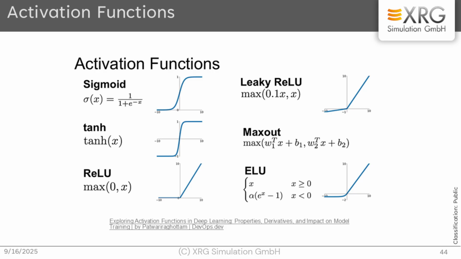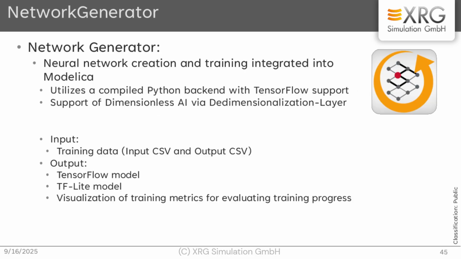So here are some of the most popular activation functions. I think everyone who already had some contact with machine learning knows most of them, but for those of you who have never worked in machine learning, I think the most popular one is probably the ReLU function, which is used a lot. Yeah. This brings us to our network generator. In the first part, we had the data generator, and now we have the network generator.